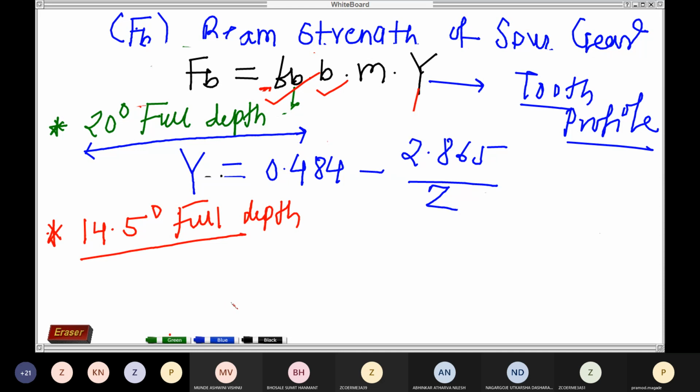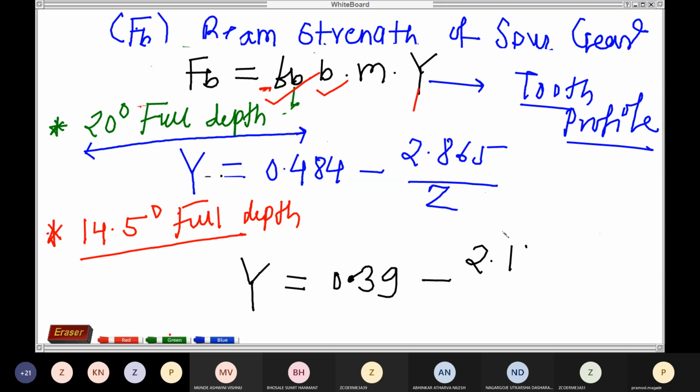Yachyasathi ji value ahe Lewis factor chi. So he has given y is equal to, he rarely ask ahe. So tari pan mi lihun deto, y is equal to 0.39 minus 2.148 divided by z.